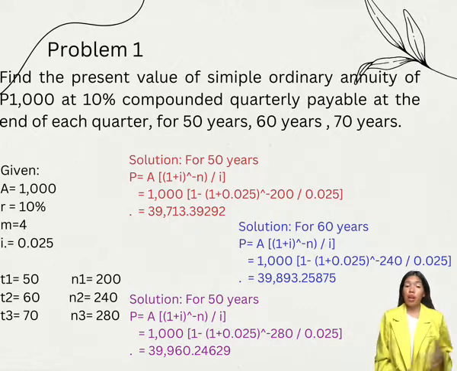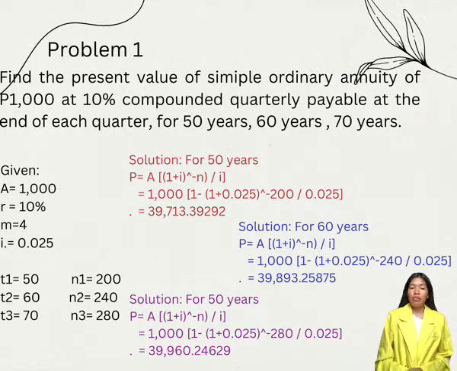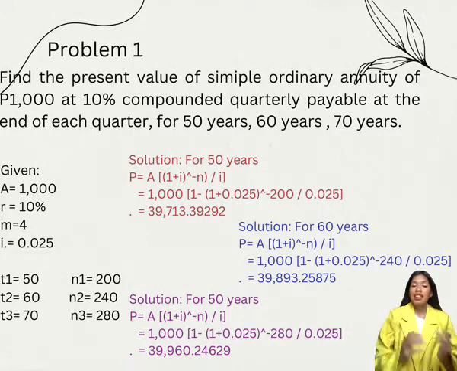Now for the last one, we have 70 years. We will also use the same formula, P equals A times 1 minus 1 plus I to the power of negative N, over I. Substitute the values. We have 1,000 times 1 minus 1 plus 0.025 to the power of negative 280, over 0.025. So the answer will be 39,960.24629. So that answer is for 70 years.